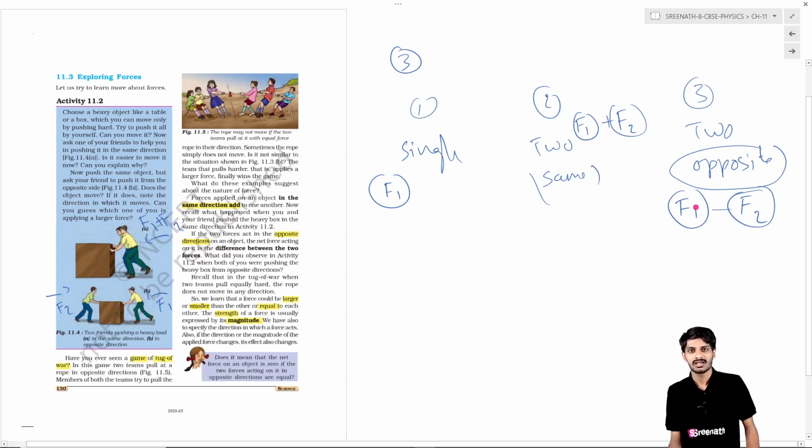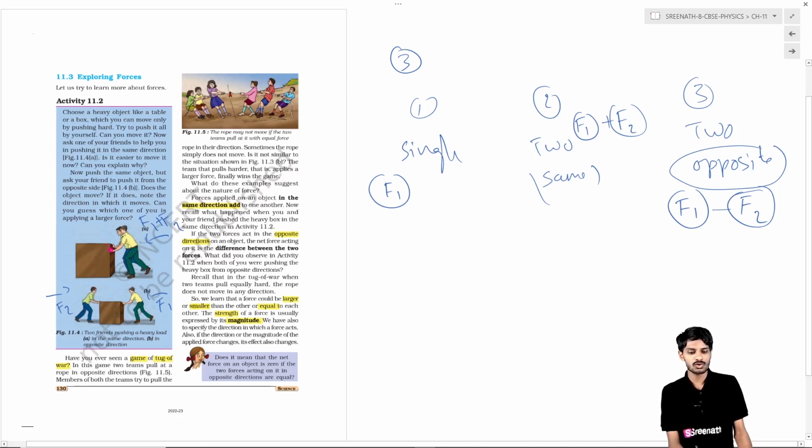But in this direction they are applying force in the opposite direction, that's why we are subtracting it. We have practically seen that when two forces are acting in the same direction, it is moving. Objects will move if we apply the force required to overcome the friction. You will learn about friction in later classes.